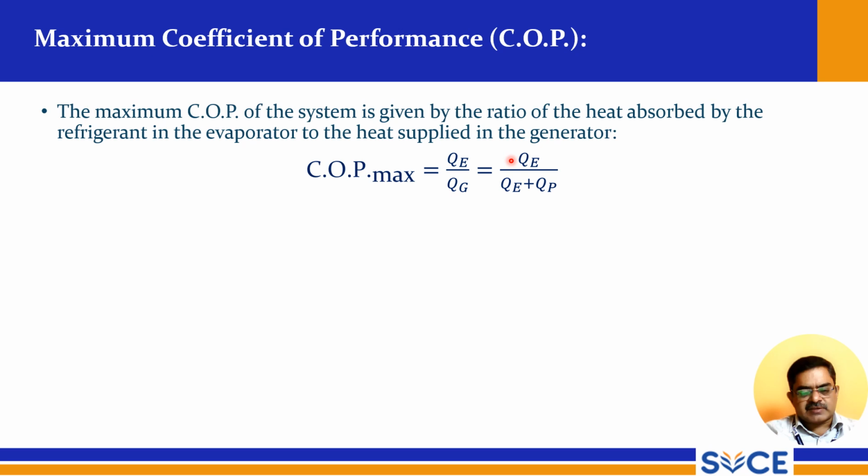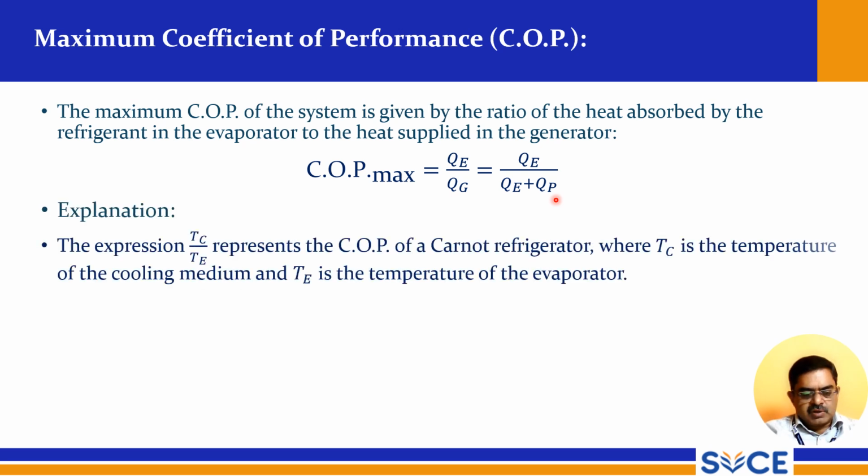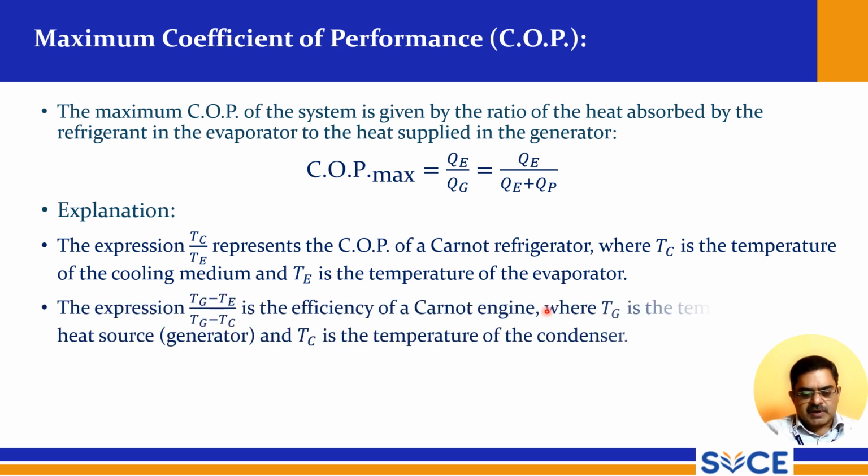So COP max equals QE by QG, which equals QE by QE plus QP. Here the expression Tc by Te represents the COP for a Carnot refrigerator, where Tc is the temperature of the cooling medium and Te is the temperature of the evaporator.